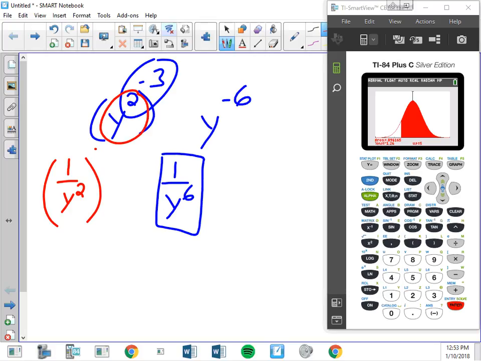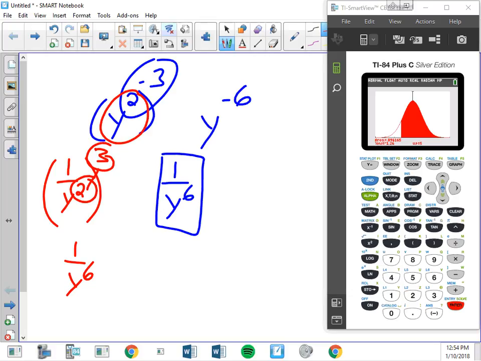So let me show you a different one. Hold on to that for a second. So now this is a 3. So now I need to multiply these together, and I get 1 over y to the 6th. Okay? Now, McCrae has a really good question. Why didn't the 2 change?